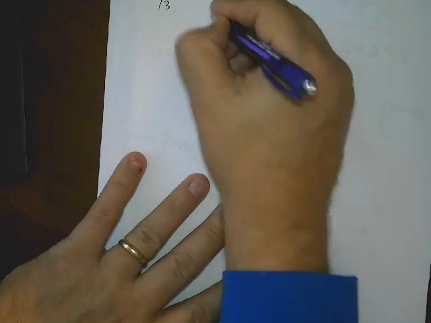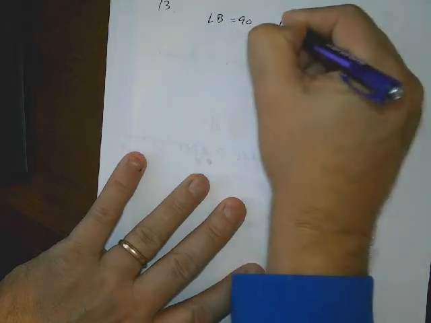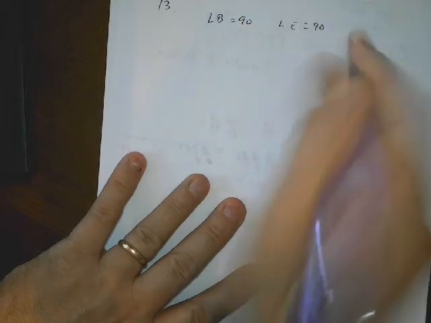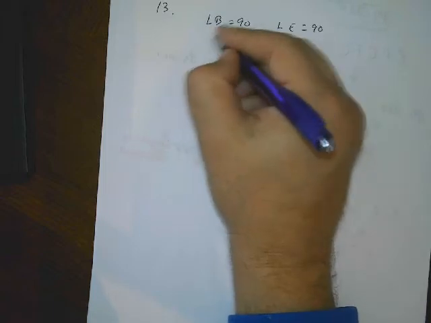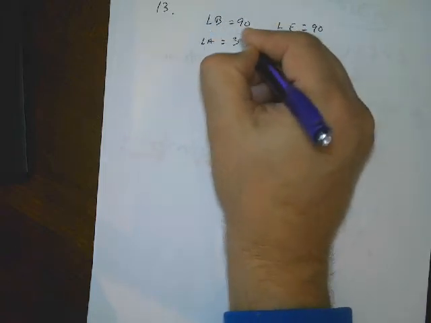So number 13 says, directions: determine whether the given triangles are congruent. All right, so we're going to take a look at these two triangles. You have the graph there, and we know that we have two right angles. I'm not going to redraw the picture because you can look in the book. Angle B is equal to 90, and angle E is equal to 90. So we know that those are congruent. Then we know that angle A is equal to 33.7.